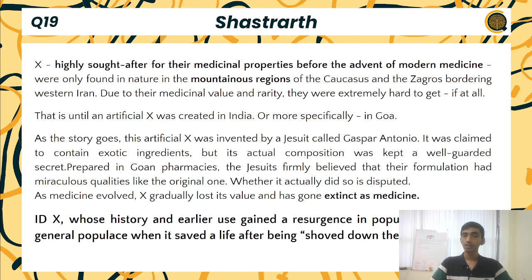Right? So, remember, this is before modern medicine and everything happened. This was a long time back, right? So, that is until an artificial X was created in India, or more specifically in Goa. So, as the story goes, this artificial X was invented by a Jesuit called Gaspar Antonio. So it was claimed to contain exotic ingredients, but its actual composition was kept a well guarded secret.